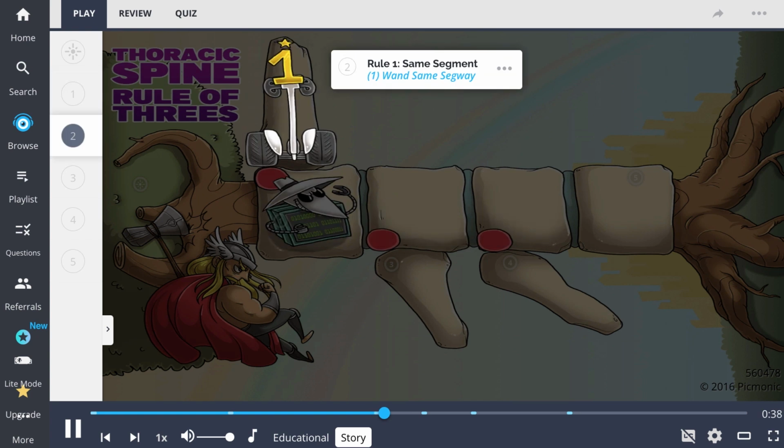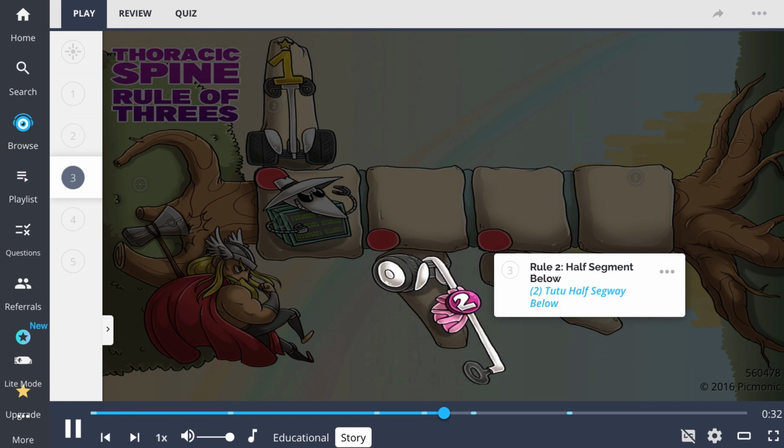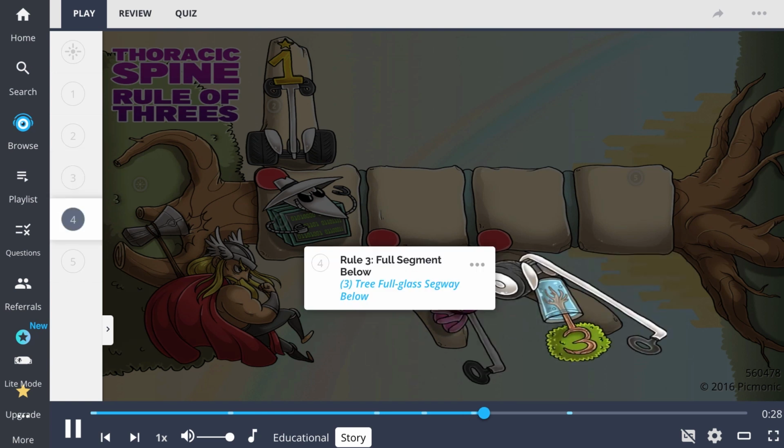The one wand segue is in the same part of the tree as him. The 2-2-2 segue, cut in half, is below him on the tree. And lastly, the 3 tree full glass segue is even further below him, driving around with a cutting of the world tree.